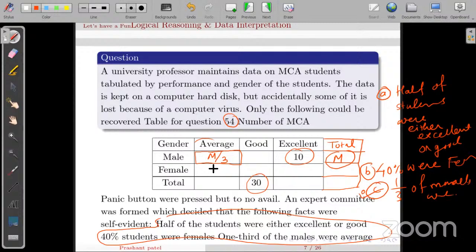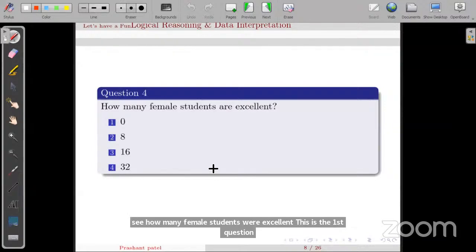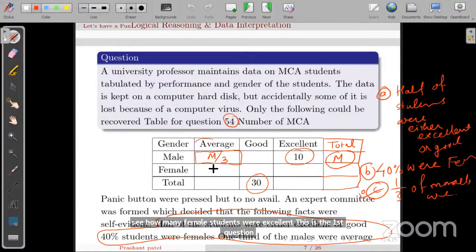Is there any other thing you can say from this? Let us see the question first, and then we can try to see how many female students were excellent. This is the first question. So you need to find out how many female students were excellent.